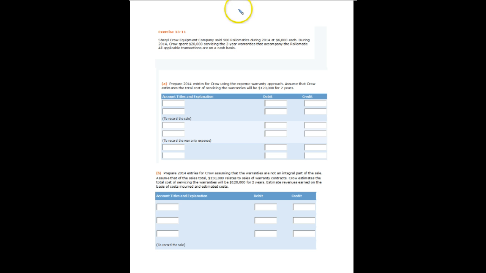Warranties: at the time of the sale, again, we're going to have sales revenue. At the time of the sale, we may likely, if it's a product, issue a warranty for that product. So we want to be able to match warranty expense with the sales revenue. And the only way of doing that, just like bad debt expense, is to estimate it, because we don't know at the time of the sale how many of those goods are going to come back under warranty.